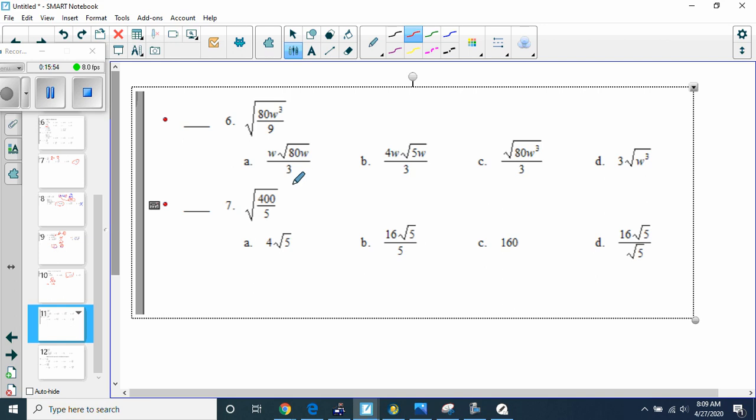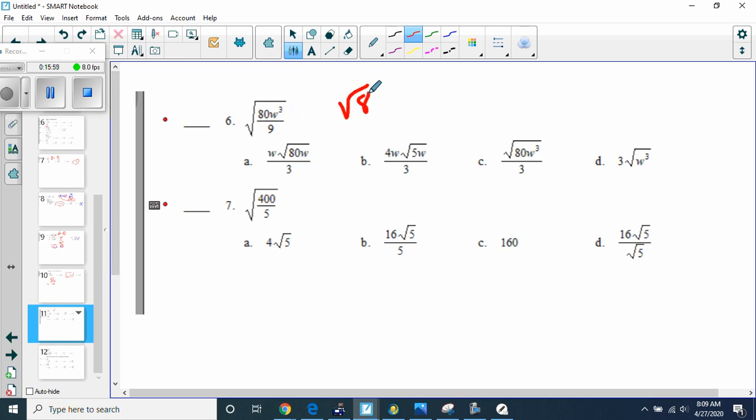Number 6, I'm going to do this similarly to the one I just did. I have the square root of 80 w cubed over the square root of 9. Okay, I know the square root of 9 is 3, so my answer should have a 3 in the bottom. Sometimes it doesn't work out that way. But I got to deal with the square root of 80 and the square root of w to the third. Let's rewrite that, w to the third breaks up into w times the square root of w.